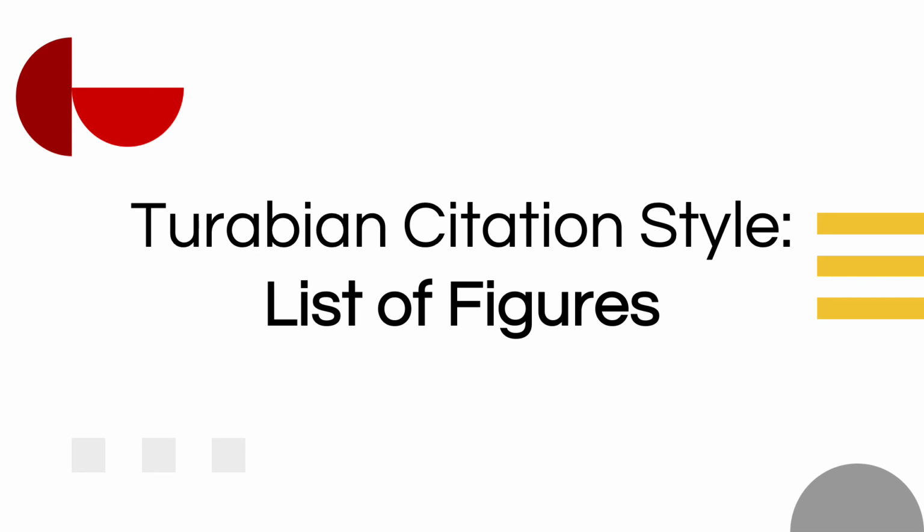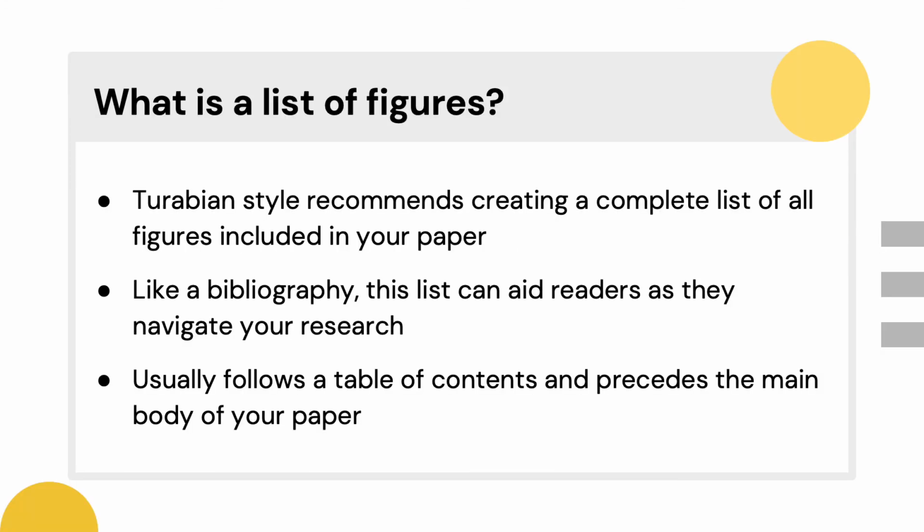As you use figures in your research, create a running list of these images and where they appear in your paper. Rather than citing figures in your bibliography, Turabian style recommends a separate list of figures. This list usually follows the table of contents but precedes the main body of your paper. Before creating a list of figures, check with your instructor to ensure you're following the citation expectations for your class.